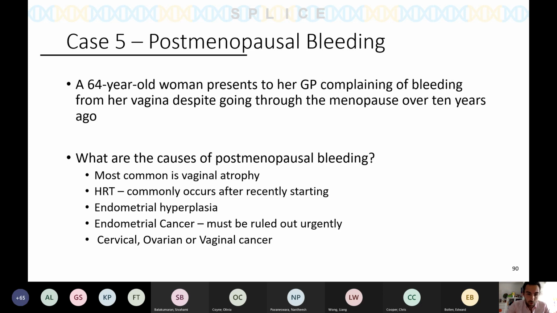So they're the main ones. HRT as well, don't forget. So if they've recently started HRT, within the first few months, they can get light vaginal bleeding as well. Just something to be aware of.